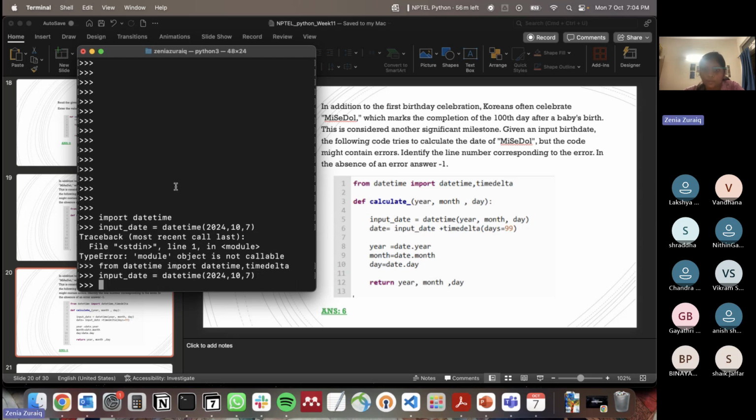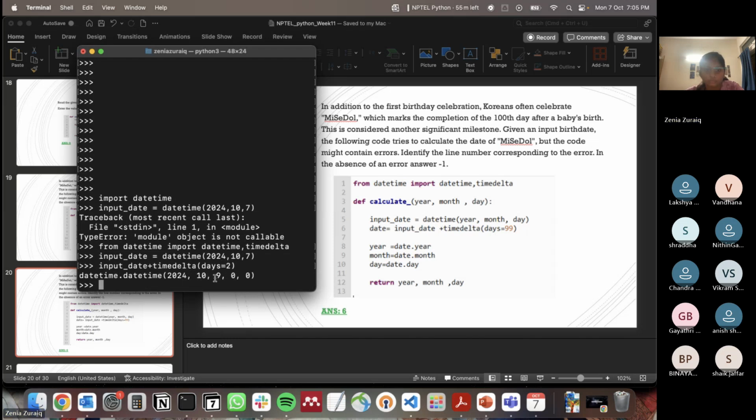Okay. If I give input date plus time delta of days equal to, you can see that I'm going 2 days in the future, right? I'm going to the 9th of October. I don't know what these two numbers are. For that, we can just give.